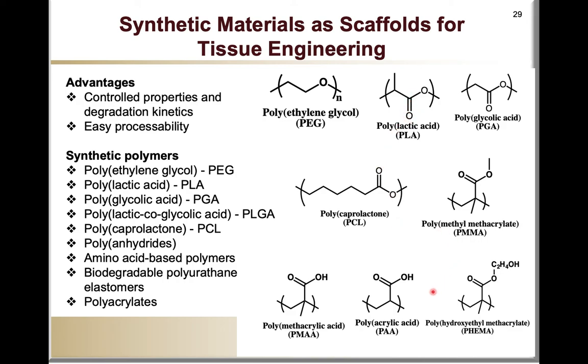We can also utilize polyacrylates and polymethacrylates, such as those listed here, which include polymethyl methacrylate, polyHEMA, polyacrylic acid, and methacrylic acid. And then finally, we can utilize other polymers such as biodegradable polyurethane elastomers and amino acid-based polymers, or basically polypeptides that are synthetically designed or synthetically made.